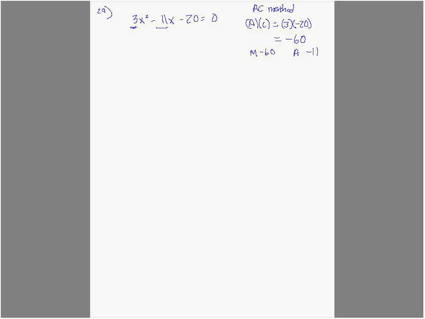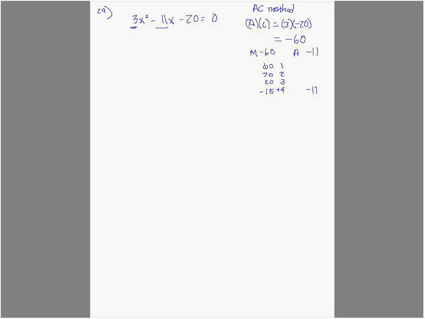Okay. Our factors of 60, we're going to have 60 and 1. We're not going to get to negative 11 there. We'll have 2 and 30. That's not going to work. And 4 and 15. I think I can get 11. So we need to add to be negative 11. So it looks like the 15 is going to have to be negative. The 4 is going to be positive.